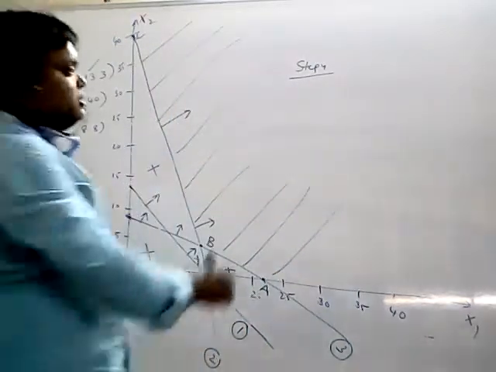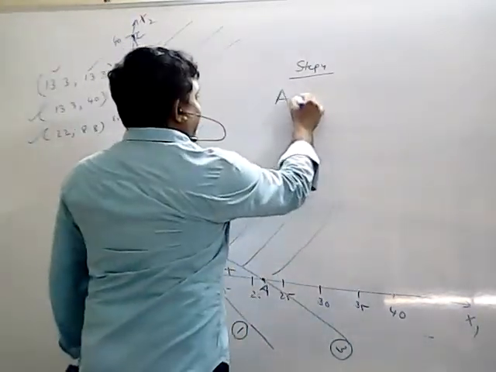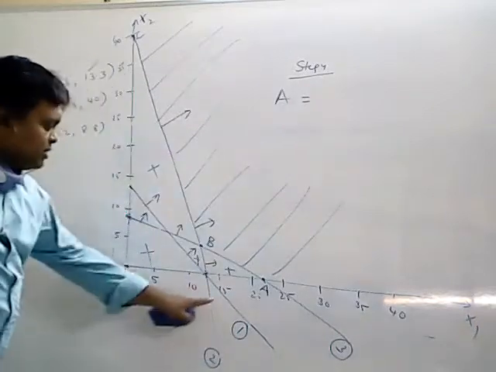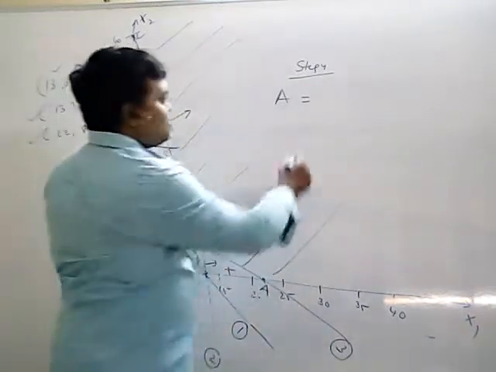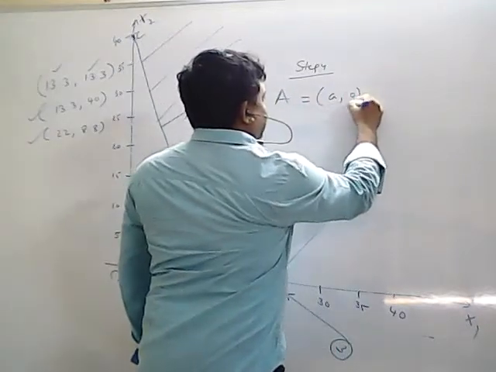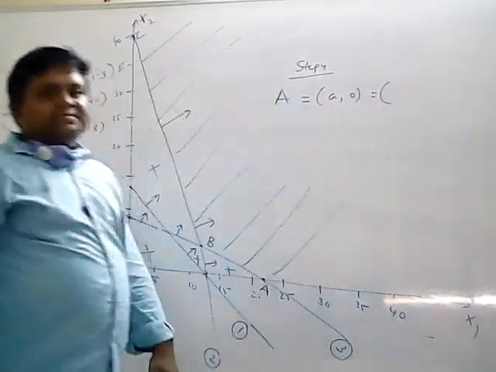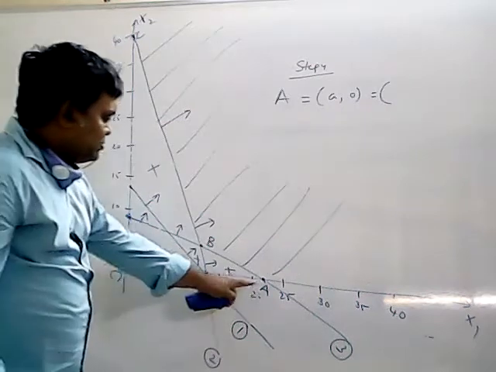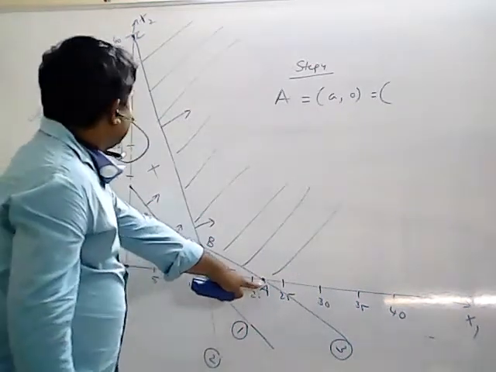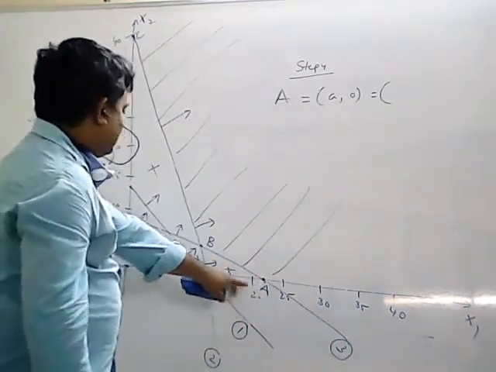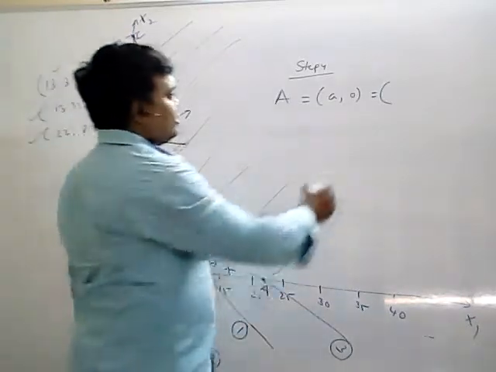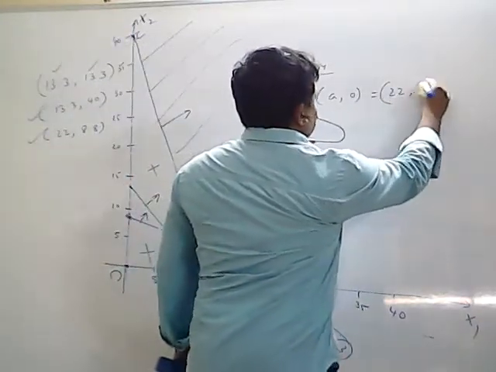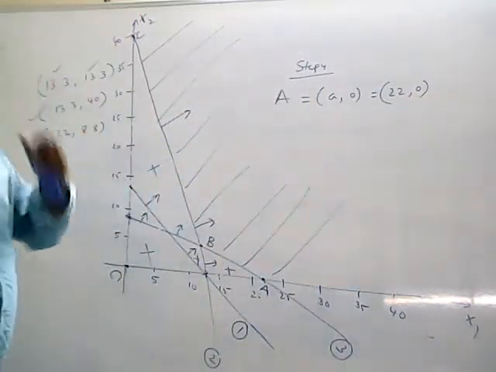Step number 4. First point. What is the first point? A. Where is the A point? A point is this one. This is nothing but the x-axis point, which I have already told you about. What is the x-axis point? A comma 0. What is the A value? This value is 22. Okay, so 22 is the value. So the A point is 22 comma 0.